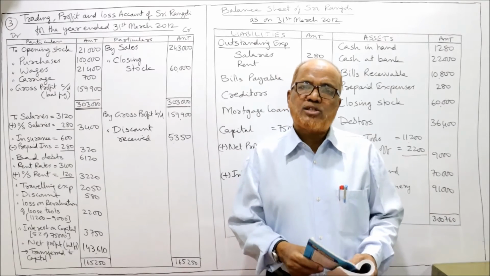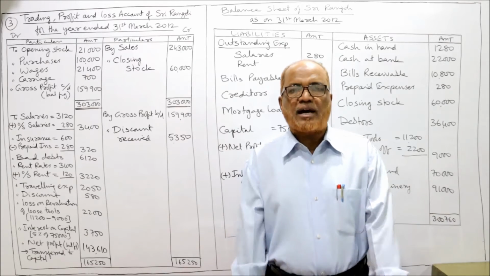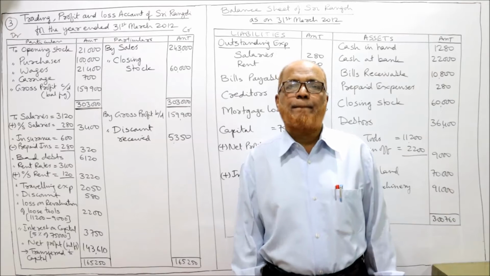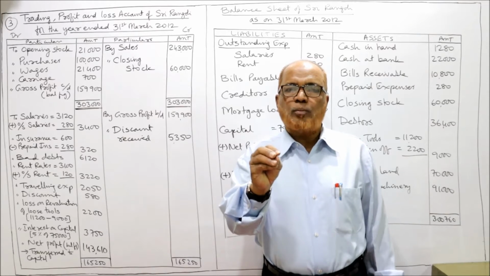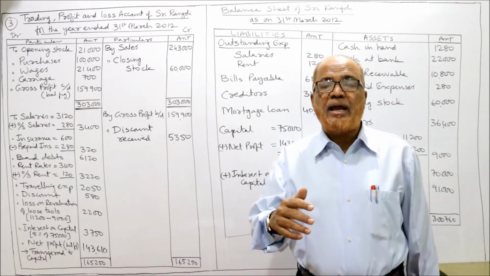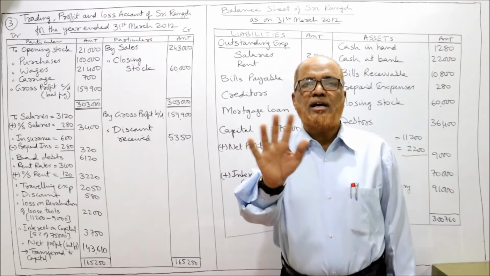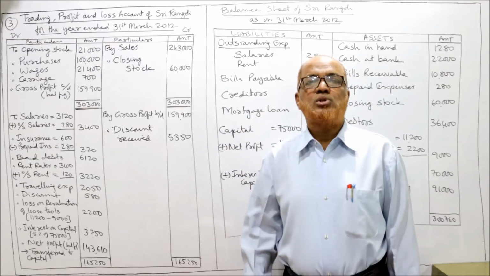So how much is the insurance paid? That is given on the debit side of the trial balance. Insurance paid is given as 600, so totally 600 rupees insurance is paid. Out of 600, 280 rupees is paid in advance for the next year. So this 280 does not belong to the current year, so we deduct.